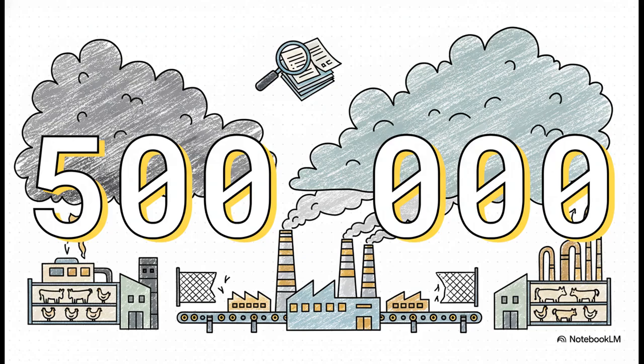Imagine you're an analyst, right? You're reading through the annual report of some massive meat and poultry processing company. You flip to the environmental section, and boom, you're hit with this number: 500,000 metric tons of gross global Scope 1 greenhouse gas emissions. I mean, it's a massive, intimidating figure. It sounds incredibly heavy and serious, doesn't it?